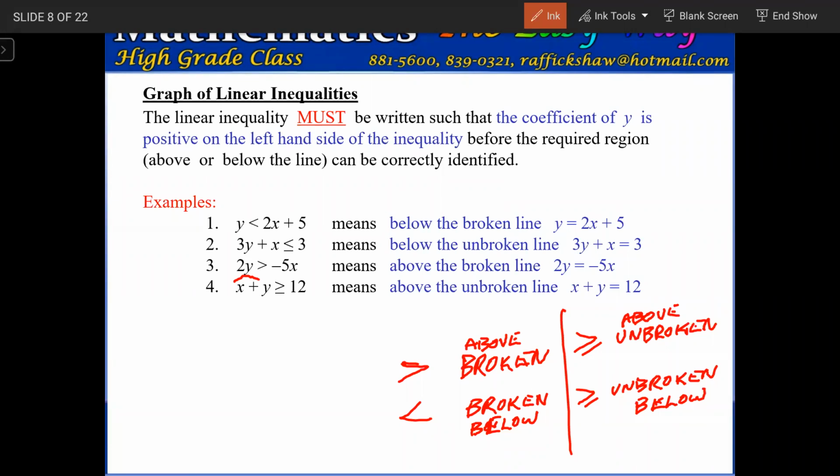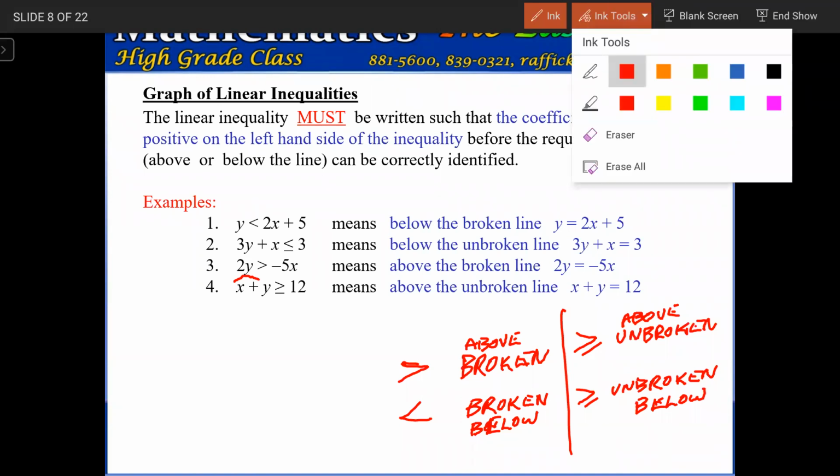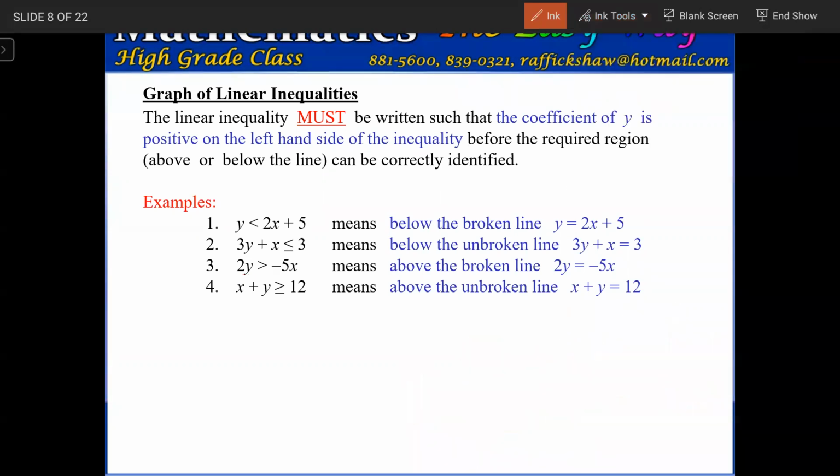That answers it? Yes, sir. All right. I'll do some examples and you'll see it in action. You can always go back through the notes, watch back the video, and you'll see. I'm going to do some examples, and everything will come clear with the examples.